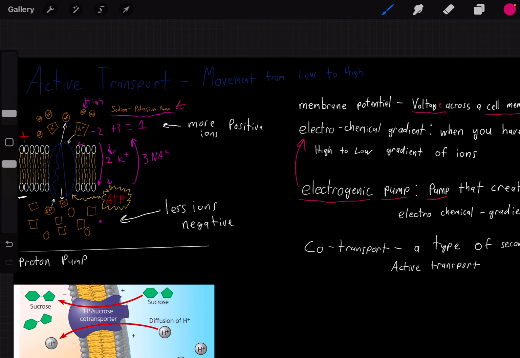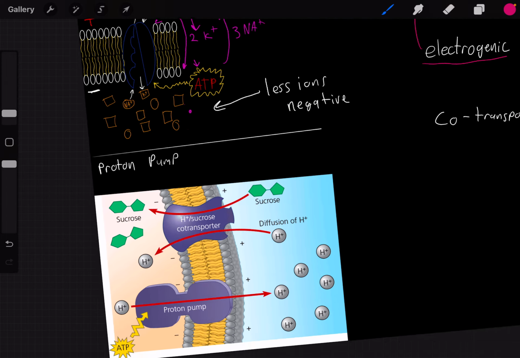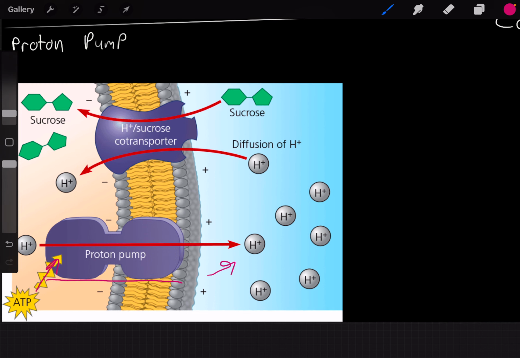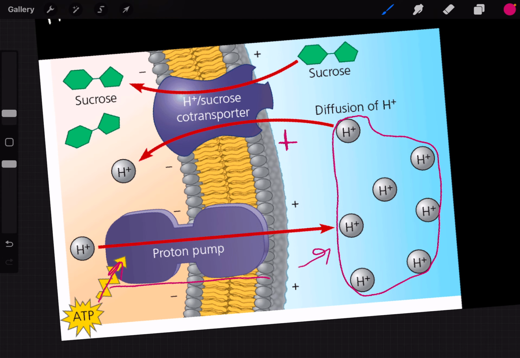But we'll talk about another example of an electrogenic pump, and that would be a proton pump. As you can see, it's using ATP in the proton pump. It's taking hydrogens from low concentration and shooting them to this side, creating an abnormally high amount of hydrogens on the outside of the plasma membrane, creating a positive charge on the outside. And it's taking all the hydrogens from the inside of the cell, so the inside is going to be negative.